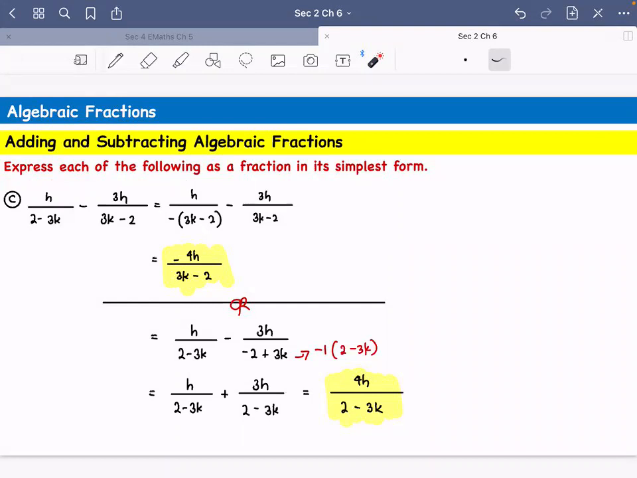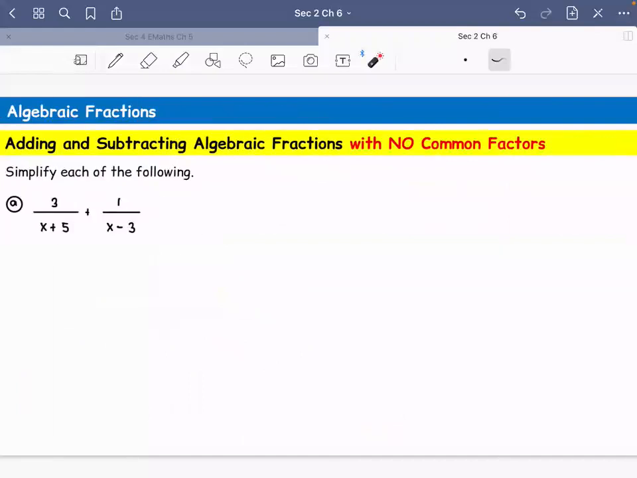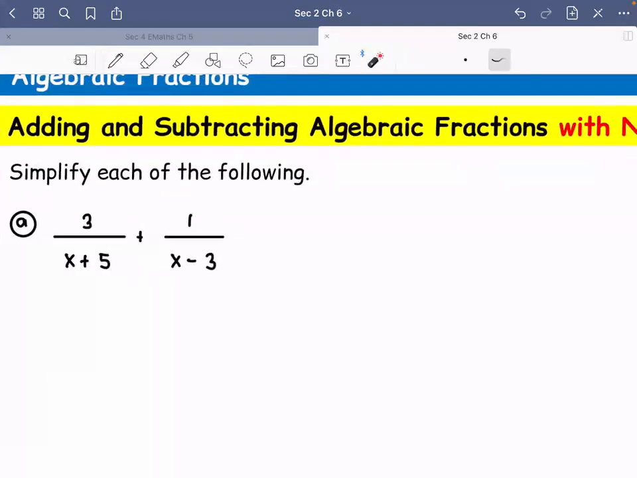Okay, so let's have two more examples. Now what if your fractions don't have any common factor? So this example here has something to do with fractions with no common factors. For example, let's have letter A. So here, letter A, I have 3 over x plus 5 plus 1 over x minus 3. Okay, so the problem here is that I don't have any common factor between x plus 5 and x minus 3. So what should we do?